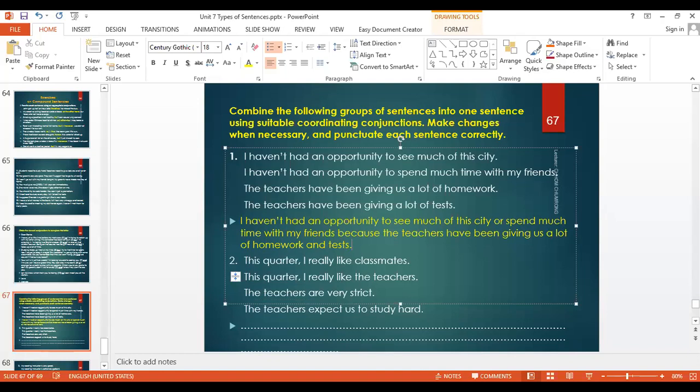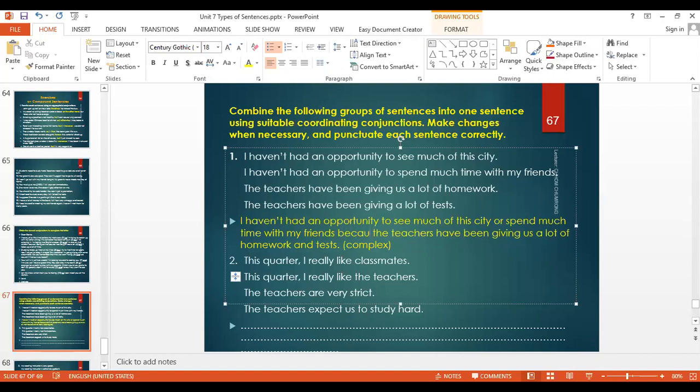Is it simple, compound, or complex? Complex. Yeah, complex, right? Okay, complex sentence, because you see one IC, right? And we call it DC. So we call it a complex sentence.